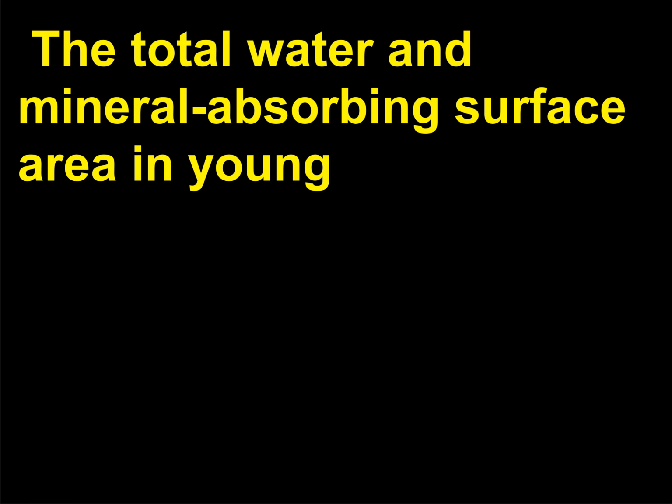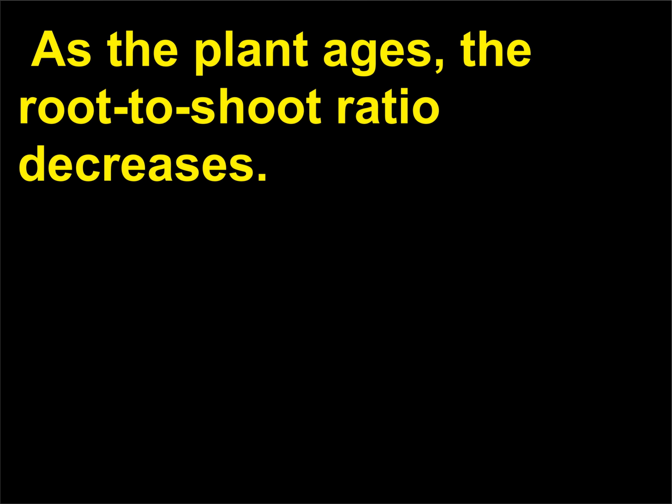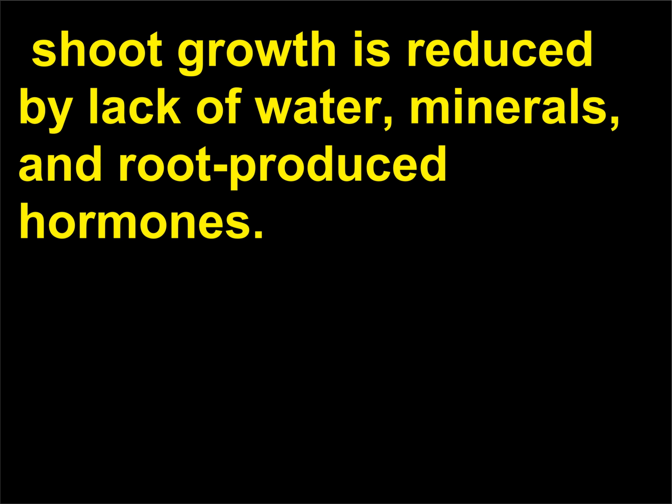The total water and mineral absorbing surface area in young seedlings usually far exceeds the photosynthesizing surface area. As the plant ages, the root-to-shoot ratio decreases. Additionally, if the root system is damaged, reducing the water and mineral absorbing surface area, shoot growth is reduced by lack of water, minerals, and root-produced hormones.